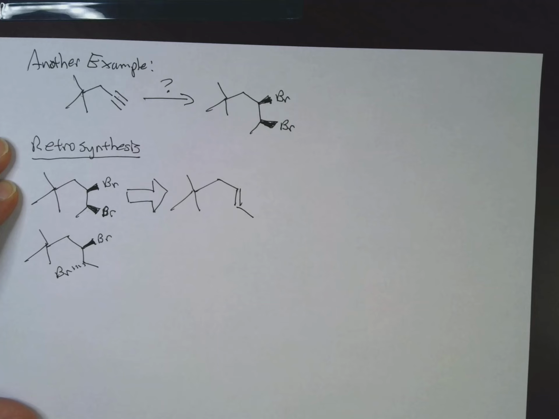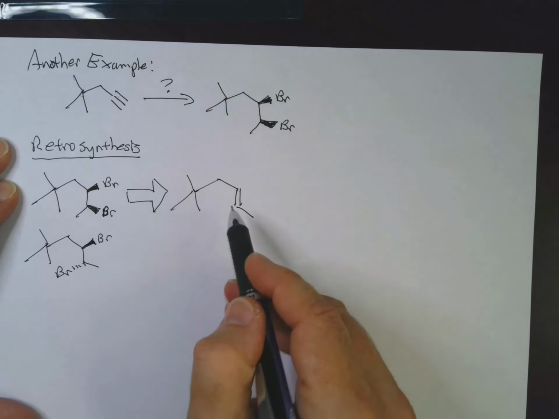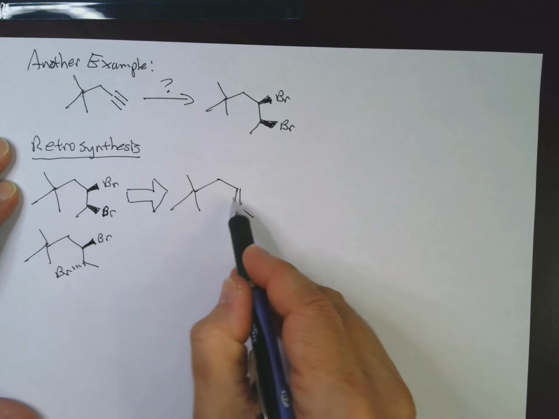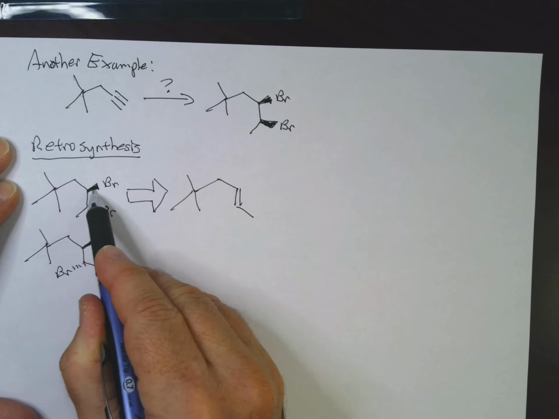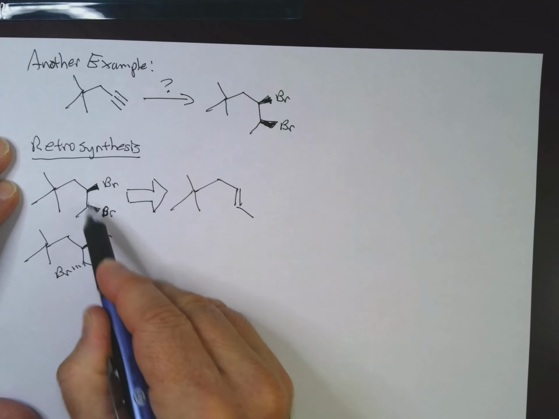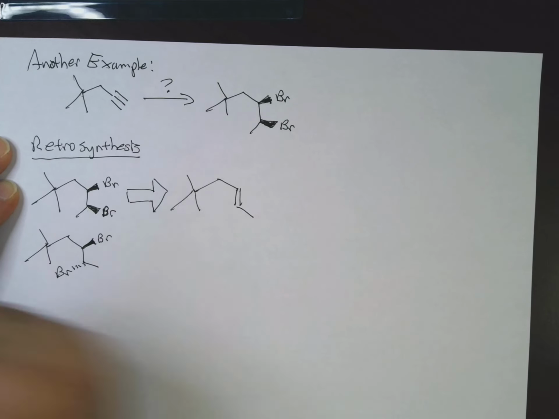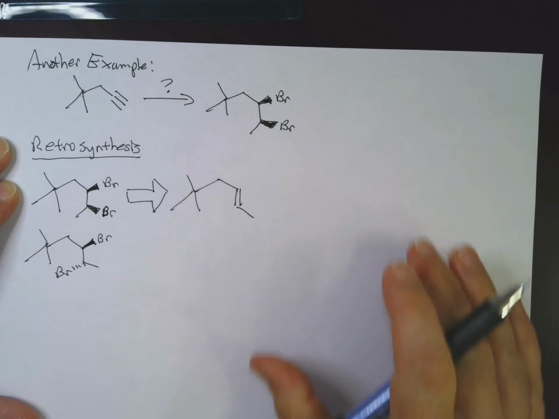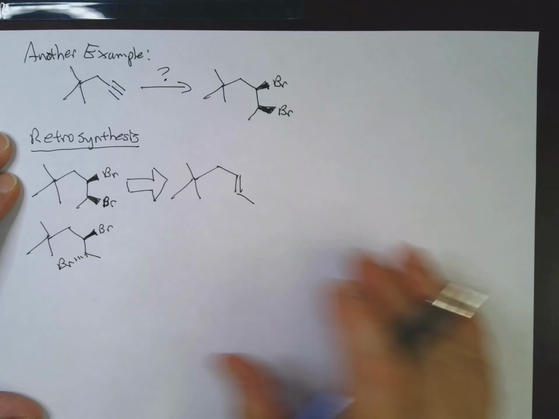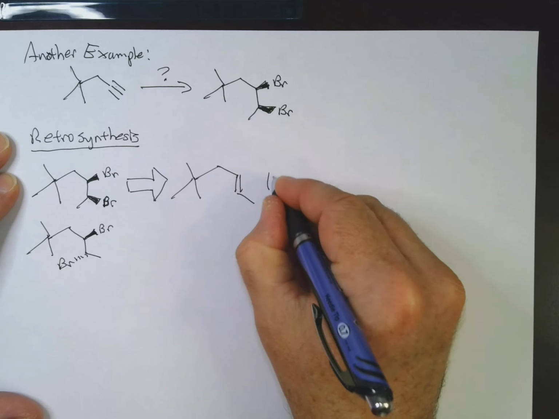I came from that. All right, I came from the trans. Because if I had the cis alkene and I brominated it, I wouldn't get the two bromines like this, both wedges. Okay, I'd get a wedge and a dash. All right, so let's go ahead then and take a look at how I would make this.